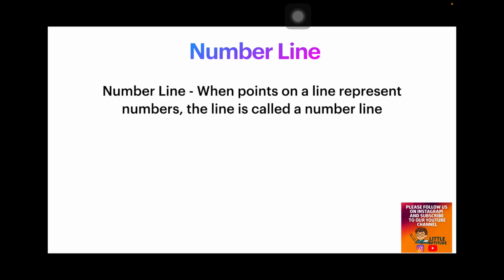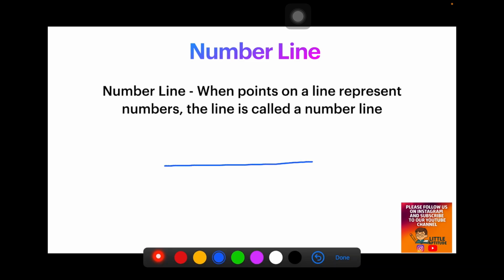Number line contains a line. So this is my line. I am marking some points on this line and assigning some numbers to those points. I make it 0, 1, 2, 3. On the left side -2, -3. So what I have done, I drew one line. On the line I marked some points and assigned some numbers to those points, and it becomes a number line.